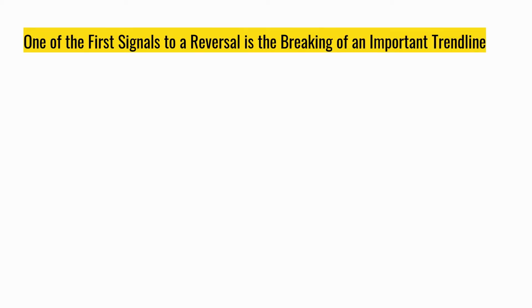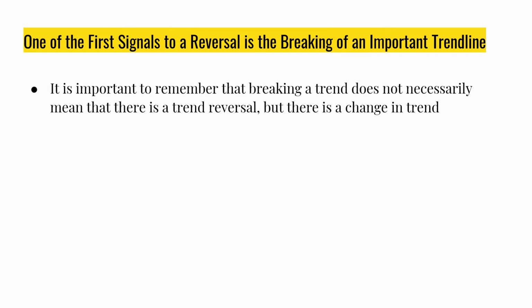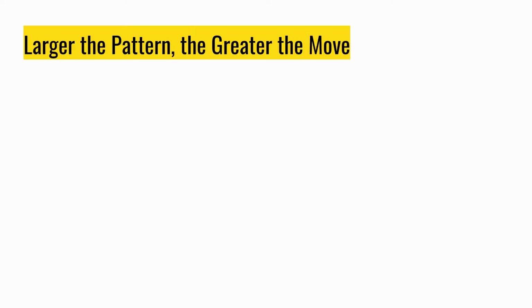The second guideline was that one of the first signals to a reversal is the breaking of an important trend line. However, it is important to remember that breaking a trend line does not necessarily mean that there is a trend reversal, but that there just might be a change in the trend. For instance, an uptrend or a downtrend could change into a consolidation type pattern. So it is always important to remember that there is this third option of horizontal movement when dealing with trend changes. The third rule was that the larger the pattern, the greater the move.